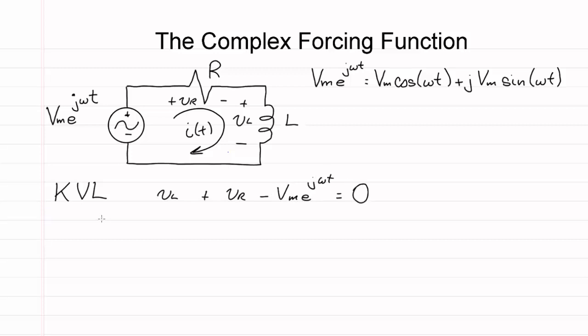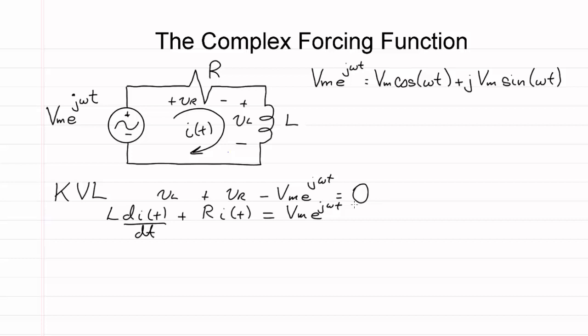We can substitute in the values for the voltage across the inductor and resistor, because we know the voltage across the inductor is equal to L times the derivative of our current as a function of time with respect to time, plus R times our current as a function of time, will be equal to Vm e to the j omega t.